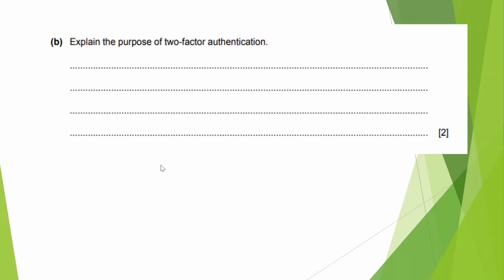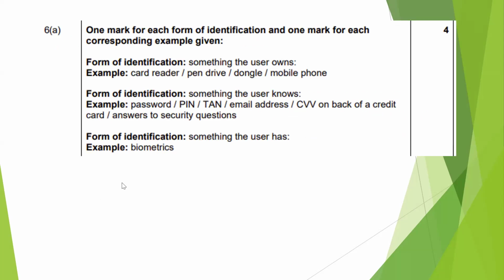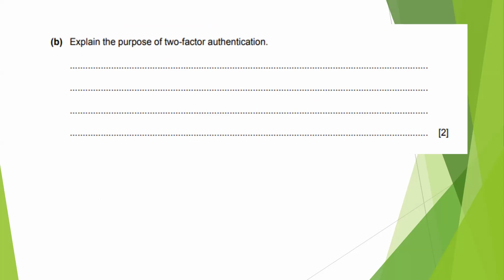Now it is asking to explain the purpose of two-factor authentication. TAN is transport access authority, something like that. Transfer authentication authority. What is the TAN full form? Explain the purpose of two-factor authentication.